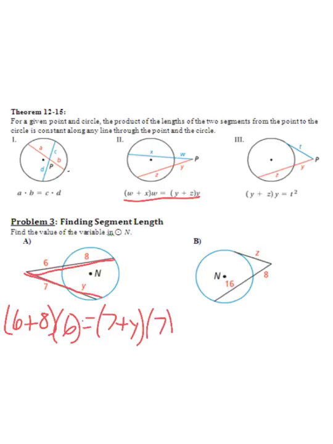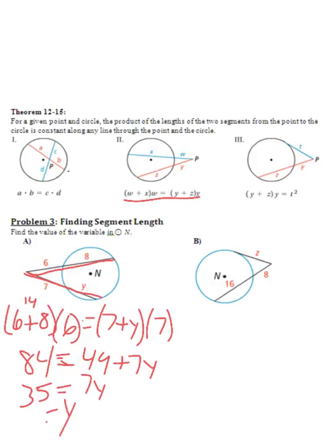So if I clean this up here, 6 plus 8 is 14. 14 times 6 should be 84. And then if I distribute the 7 into the parentheses over here, I get 49 plus 7y. Subtract the 49 over to the other side. I get that 35 is equal to 7y. Divide both sides by 7. I get that y is 5.